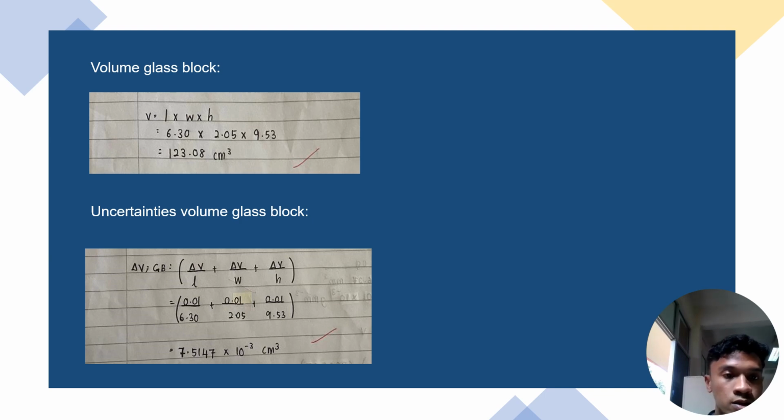For the uncertainties of the volume of the glass block, we're going to use the formula delta V over L plus delta V over W plus delta V over H. So 0.01 divided by 6.3 plus 0.01 divided by 2.05 plus 0.01 divided by 9.5. We got 7.5147 multiplied by 10 power of negative 3.